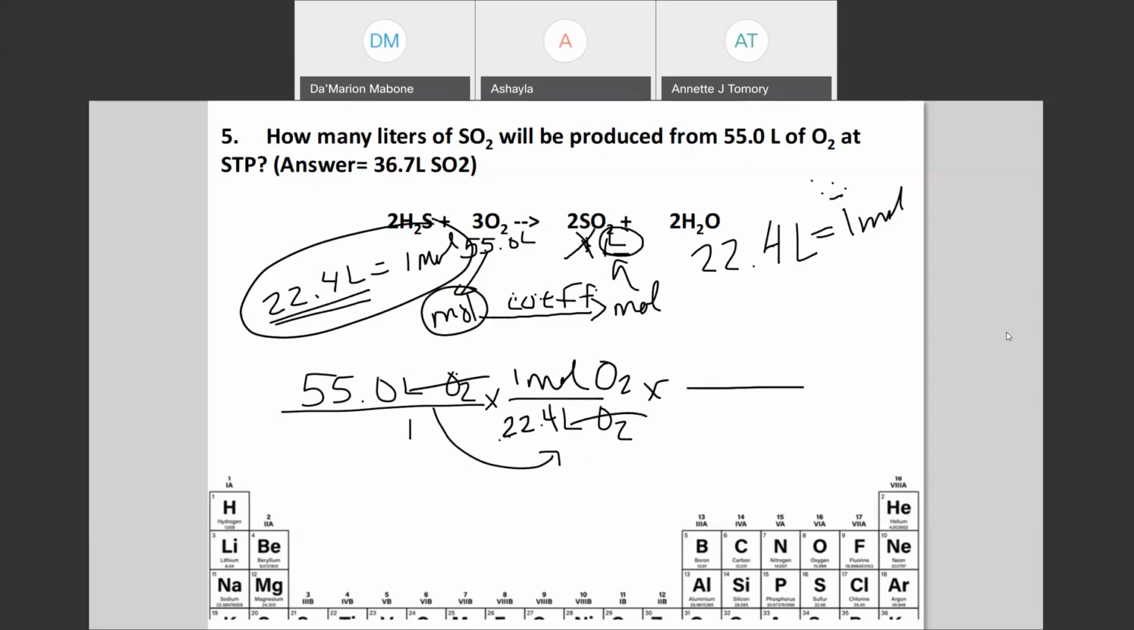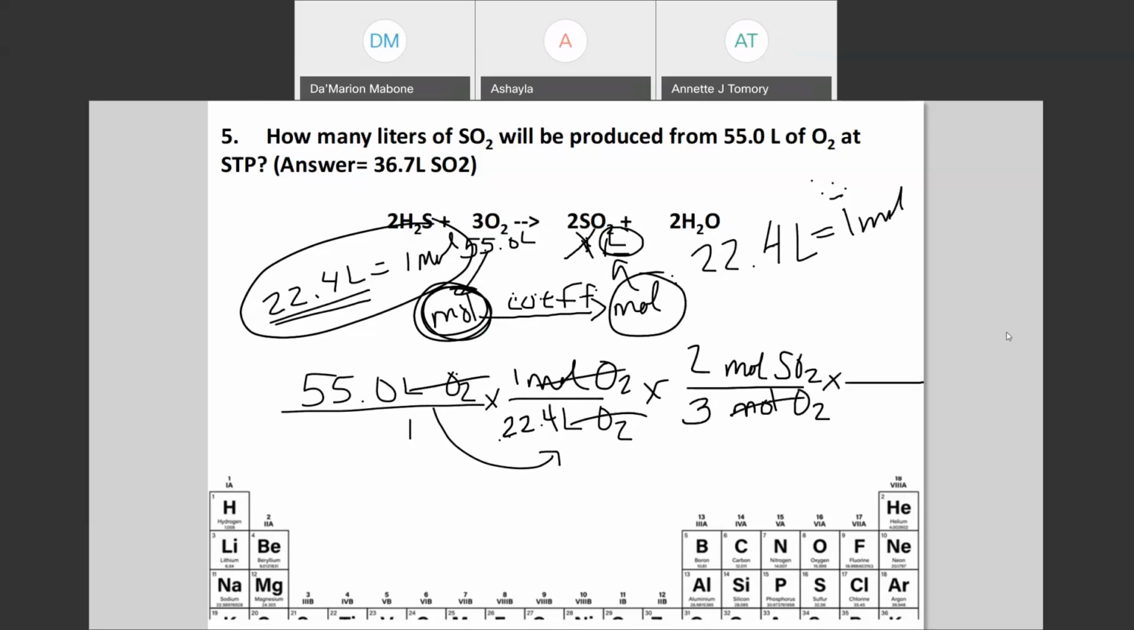You're right here on the lower left-hand corner of our plan. We went from liters to moles. Now we need to go from moles to moles. How do you go from moles to moles? Coefficient. Okay. I have moles of O2 on the top, so what do I put on the bottom of the next one? Moles of O2. What's the coefficient of O2? 3. Okay. They're asking me to go to what compound? SO2. What's the coefficient of SO2? 2. So now I have moles of O2 canceled out.